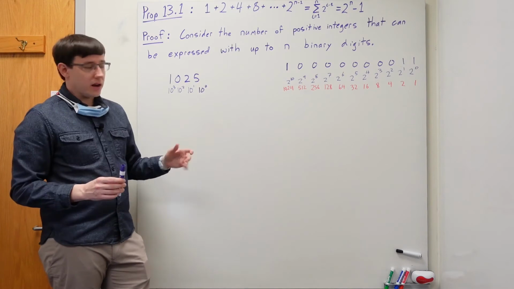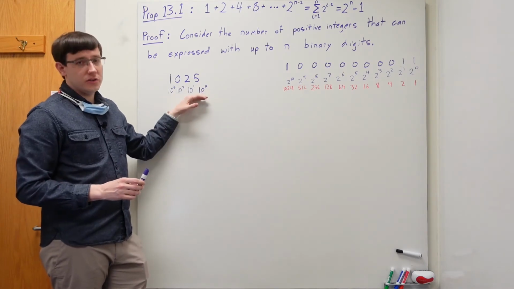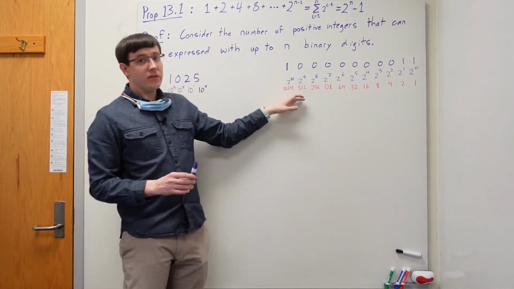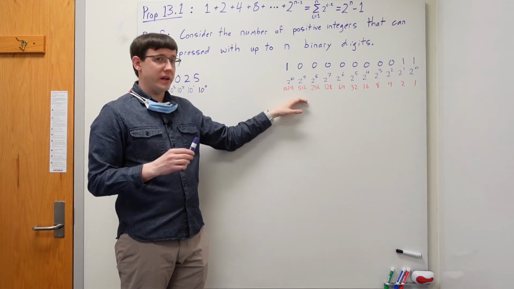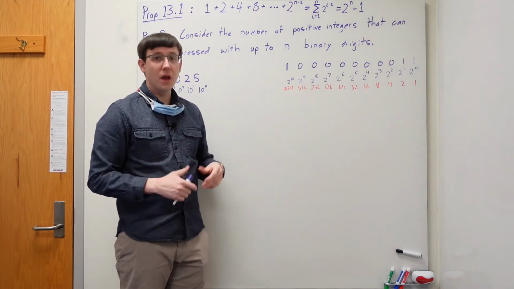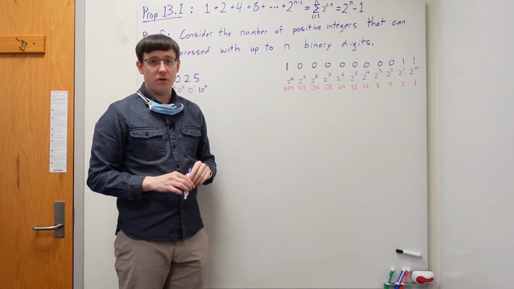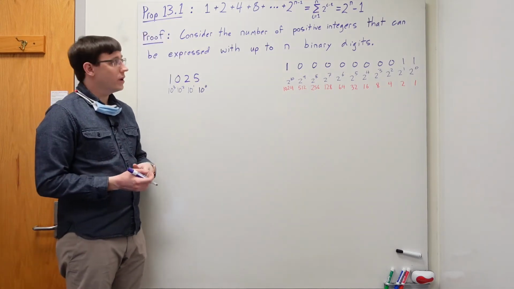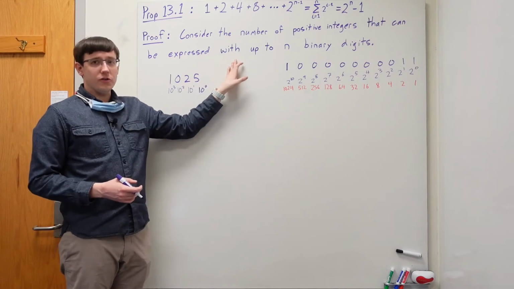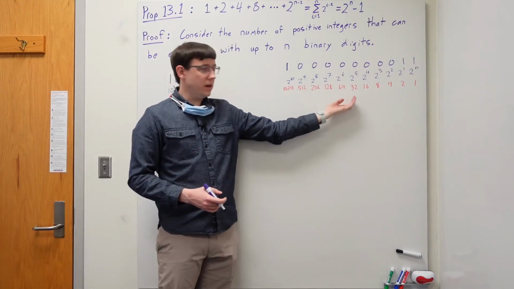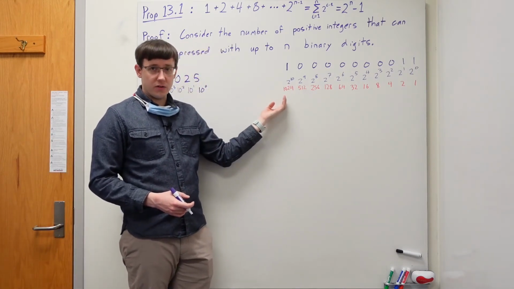So in base 10, we have available to us the digits 0 through 9, whereas in base 2, we have only the digits 0 and 1. But we can still express any integer uniquely in this notation. So we'd like to figure out how many positive integers we can express given n binary digits.